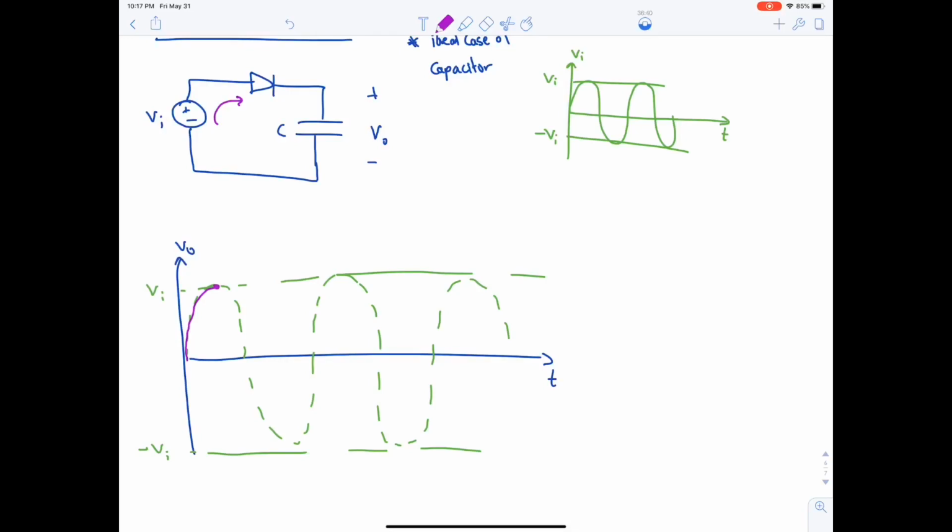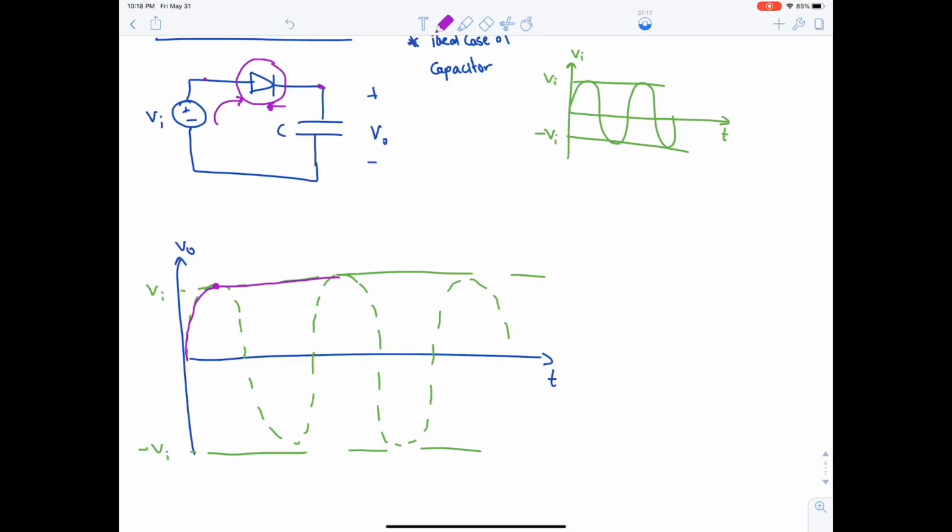Now when it decreases again, the voltage across the capacitor is higher than the voltage of V input, because now the voltage of the capacitor is at the peak value and VI has decreased. So the actual current will be in the opposite direction, right? So what will happen to the diode? It will turn off. Hence, when VI is decreasing, the voltage across the capacitor will stay as is, because it's ideal. Now, when VI is at the peak value again, nothing will happen.